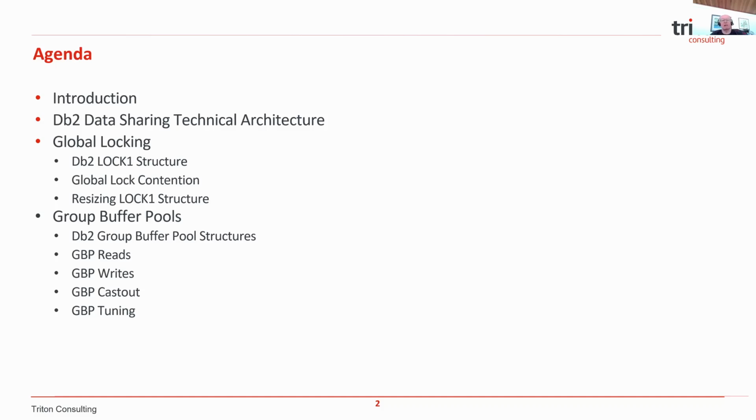And then we'll switch topics into the group buffer pools, where again we'll have a deep dive into the structure itself, talk about reads, writes, castout, and then I'll provide you again with some rules of thumb for tuning and how to go about that tuning depending on what the constraints are.